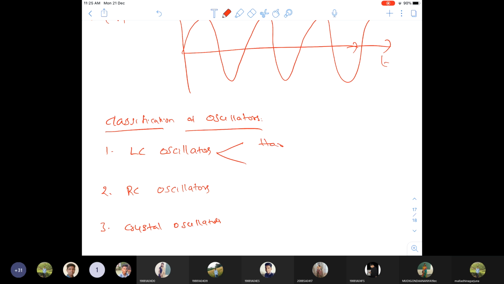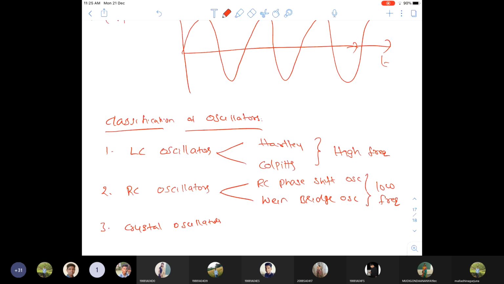In LC, Hartley and Colpitts oscillator. RC phase shift oscillator, and Wien bridge. So there are two types of LC oscillator: Hartley and Colpitts, and two types of RC oscillator: RC phase shift and Wien bridge. The LC ones are called high frequency oscillators. High frequency. These two are the low frequency.